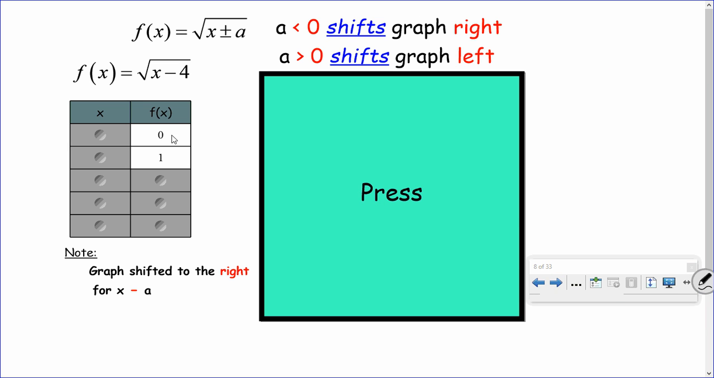And the opposite is true when you subtract. If you subtract, it's going to shift it to the right. So any number less than 0 is going to shift it to the right. I left this chart for you to fill out and see if that's true.